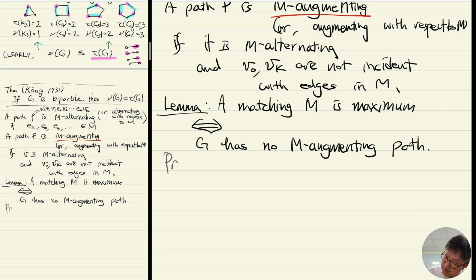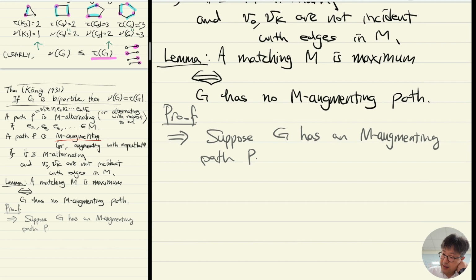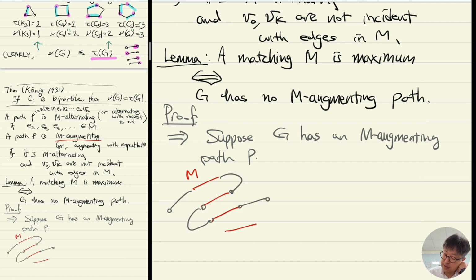It's not terribly difficult. So for instance, let's prove this direction. Suppose G has an M augmenting path P. So what does that mean? This is M, and we had a path that is augmenting, right? So this is P. Now let M prime be M delta the edges of P.